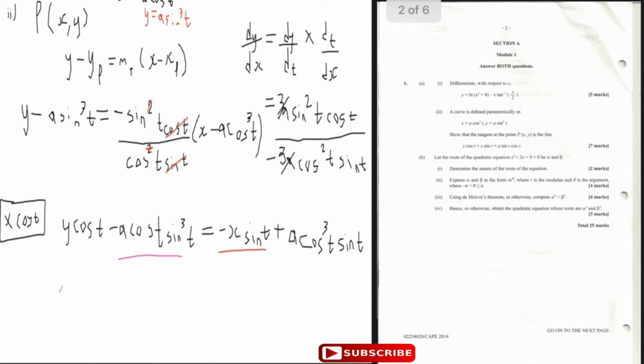Bringing this over, we get y cos t. Bringing over x sine t, it becomes plus x sine t, and that is going to be equal to, we bring over a cos t sine cubed t, so it becomes a cos t sine cubed t plus a cos cubed t sine t.